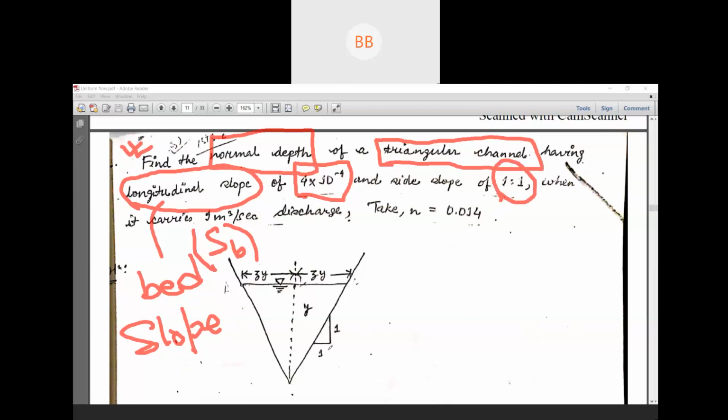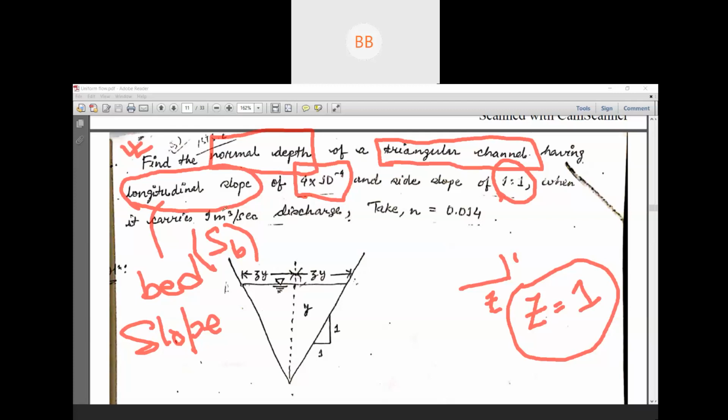So this is 1:Z. In general, we write Z. As it is 1:1, you should always remember that when your side slope is 1:1, you can directly consider Z equal to 1.